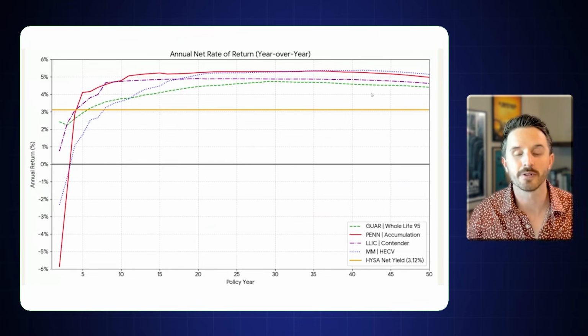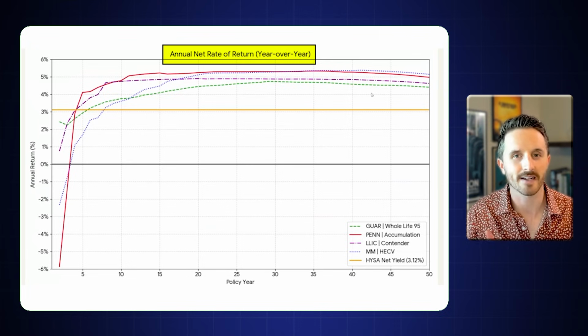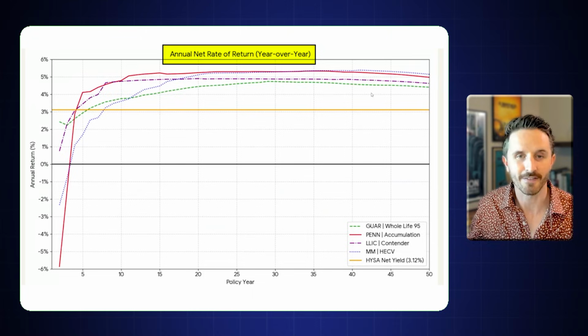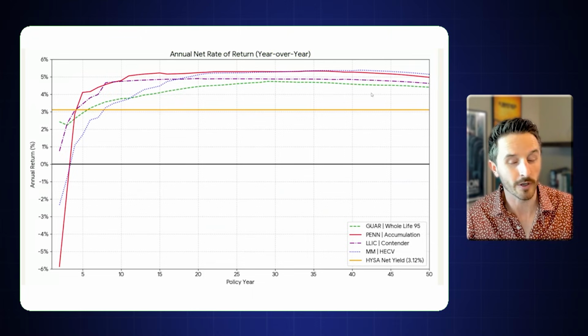So here's the annual net rate of return year over year. Once again, assuming that 4% static pre-tax interest rate over a 50-year period, once you account for taxes, that's actually like a net 3.12% rate.